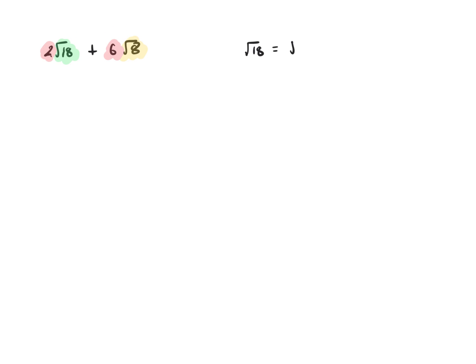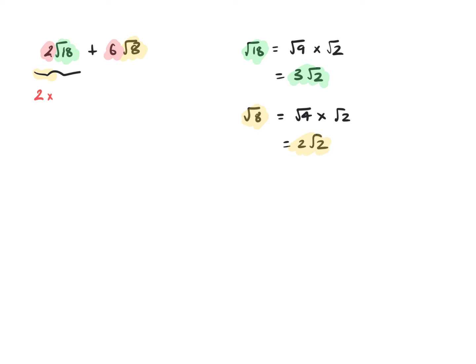So let's start with root 18. So root 18 is root 9 multiplied by root 2, so 3 root 2. And then root 8, let's look at that. So that's root 4 multiplied by root 2, which is 2 root 2. So just so I can colour match this for you, root 18 is the same as 3 root 2, root 8 is the same as 2 root 2. So here in this question, we've got 2 lots of, and instead of root 18, I'm going to write 3 root 2.